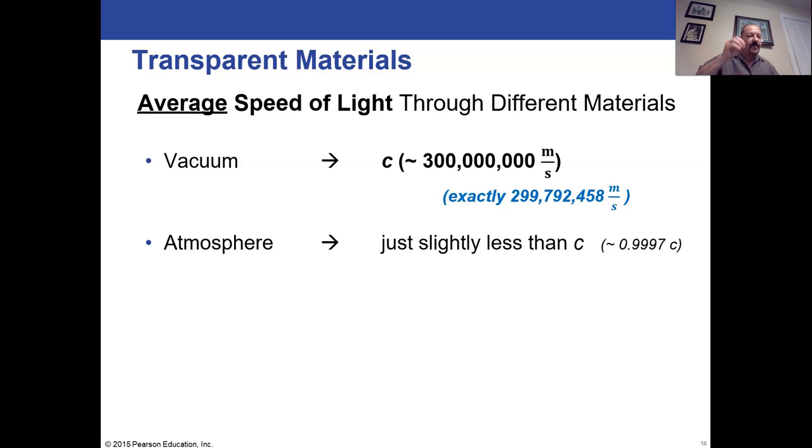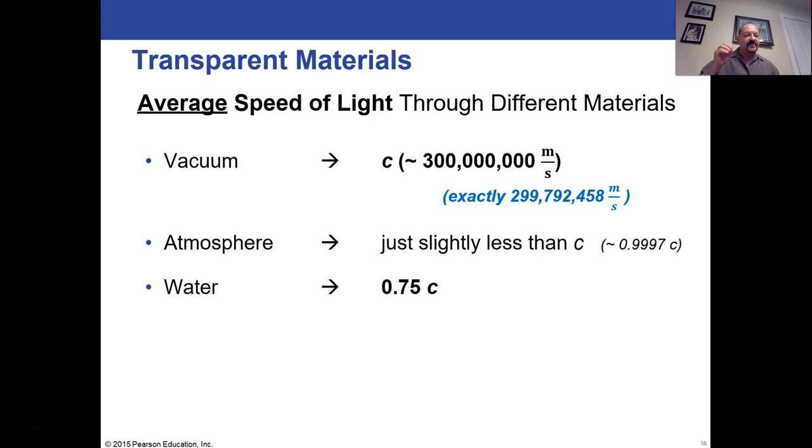It's 0.03% slower than the regular speed of light in a vacuum. So thus, instead of C, it's 0.9997 C, almost the same thing. Water will have a significant effect, though. Water will slow it down to about 3/4 of the speed in the vacuum.